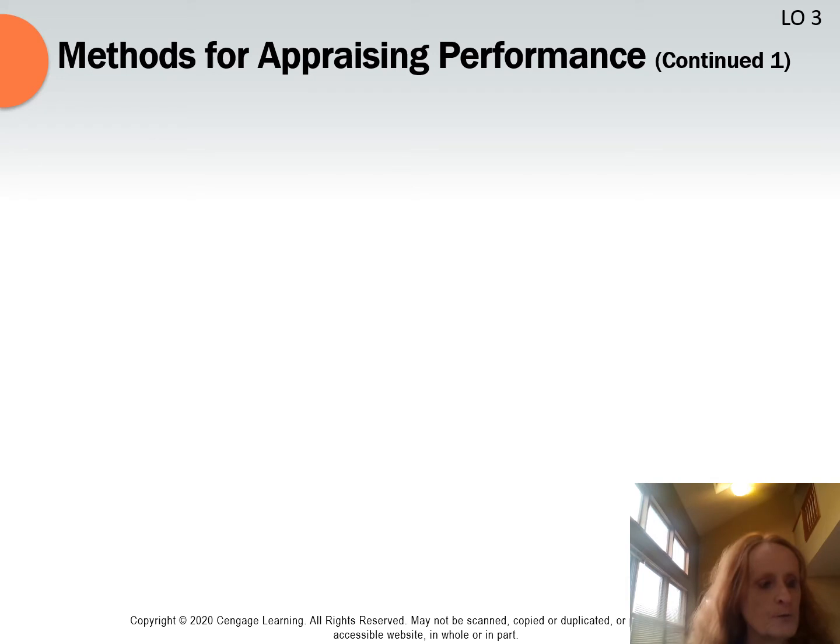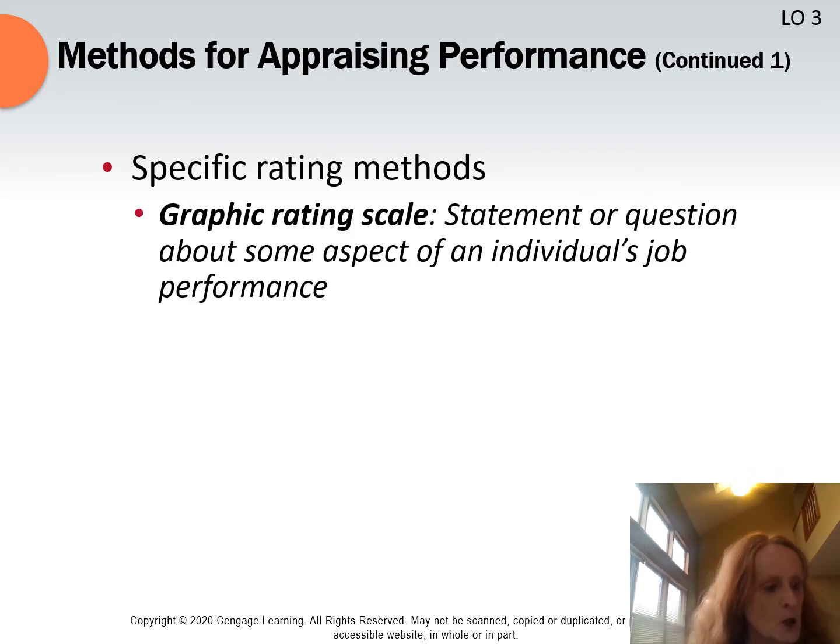Other methods for appraising performance are specific rating methods, not ranking, but rating. One type is called a graphic rating scale. It's a statement or question about some aspect of an individual's job performance. For example, one common set of responses to a graphic rating scale might be 1 is strongly agree, 2 is agree, 3 is neither agree nor disagree, 4 is disagree, and 5 is strongly disagree.